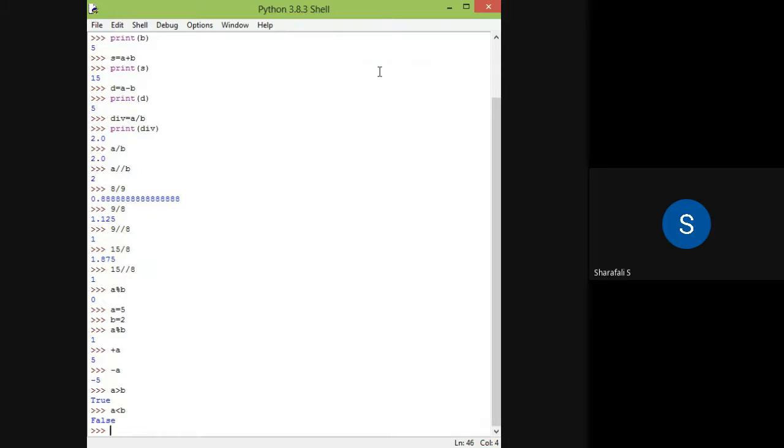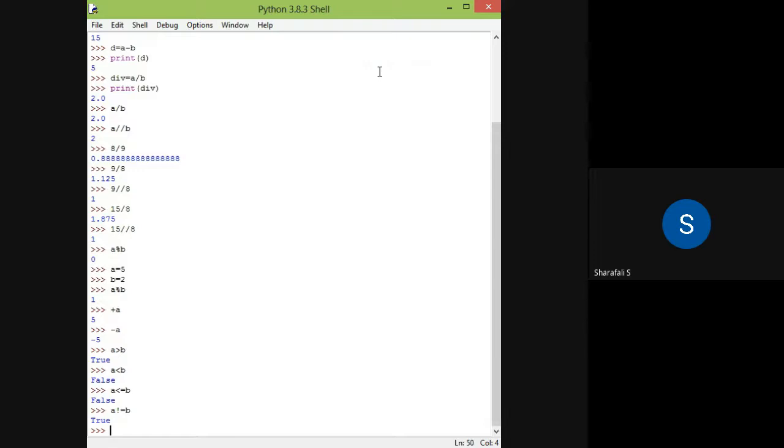Okay. Also you can use other operations like A less than or equal to B. That also will give you false. Then A not equal to B, true because A is 5 and B is 2. So in that case, we will be getting true. So in this way, you can use these operators to check a particular condition. Okay, that is also possible.